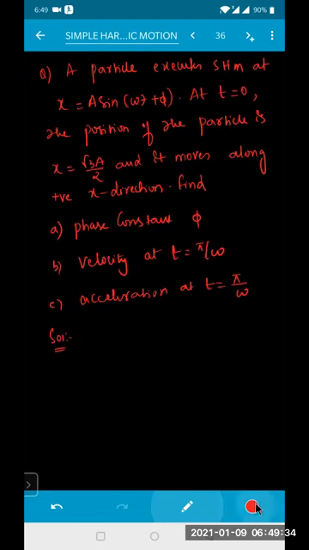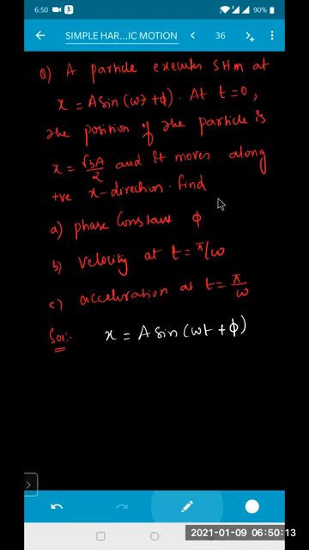So this is your question. A particle executes simple harmonic motion at x is equal to A sine omega t plus phi. At t is equal to 0, the position of the particle is x is equal to root 3 A divided by 2, and it moves along the positive x direction. Find the phase constant phi, velocity at t is equal to pi by omega, and acceleration at t is equal to pi by omega. Now tell me, what is the displacement in terms of phi? We know the formula, x is equal to A sine omega t plus phi. This is a standard formula. Now what is being asked? Phase constant, that is nothing but phi.